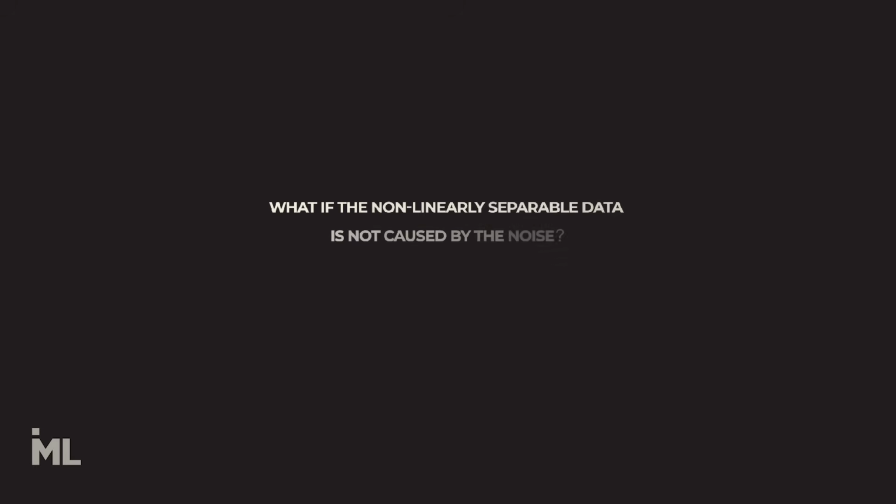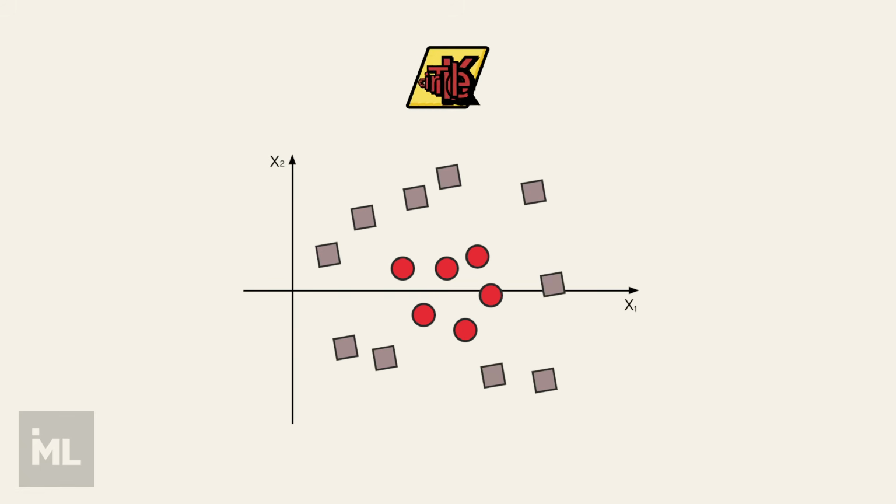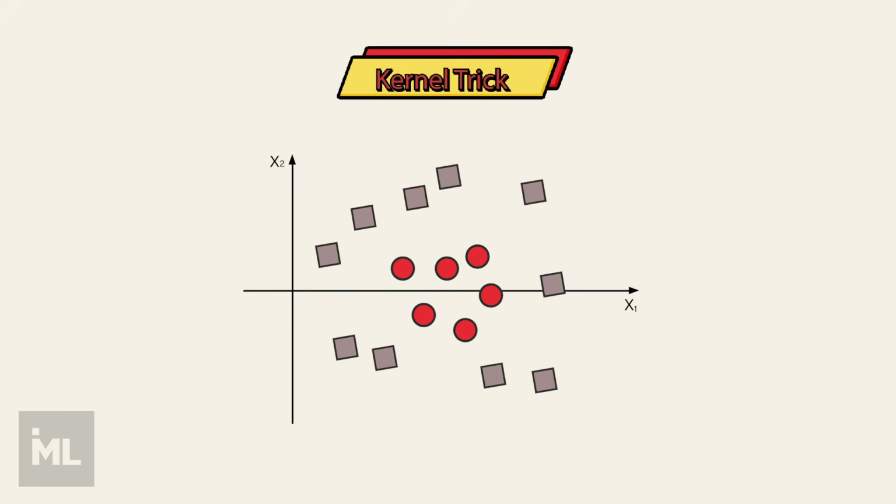What if the non-linearly separable data is not caused by noise? What if the data are characteristically non-linearly separable, like the following case? In this part, we will talk about a technique called the kernel trick to deal with this kind of problem. For this example, it looks like there is no easy way to draw a line to separate the positive samples from the negative samples. However, if we transform the data from one space to another space, we would be able to find a hyperplane to separate the data.